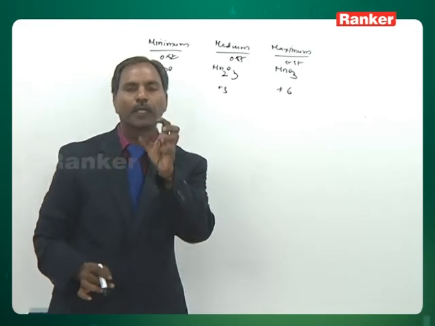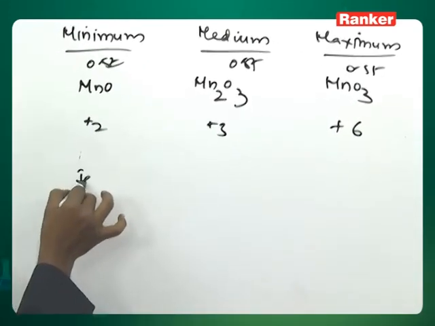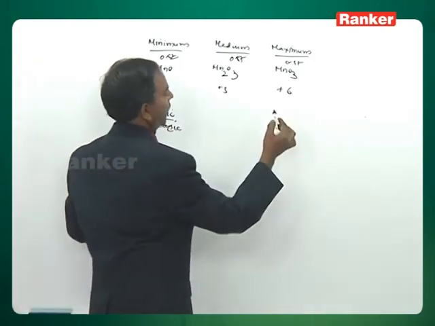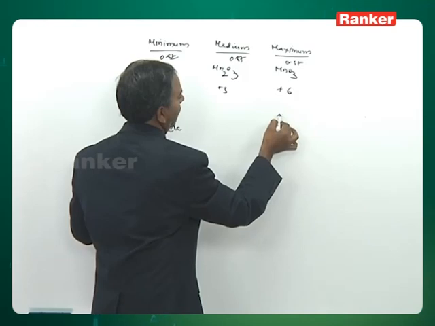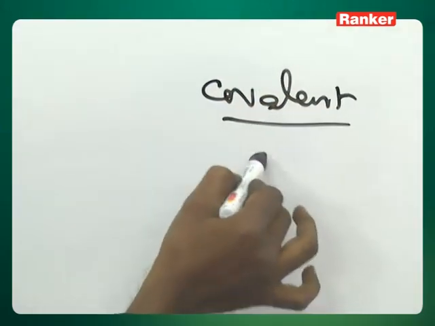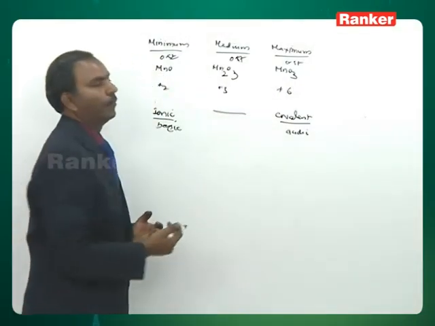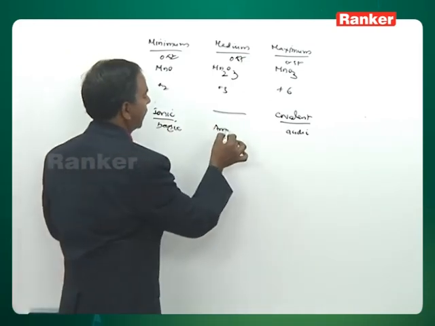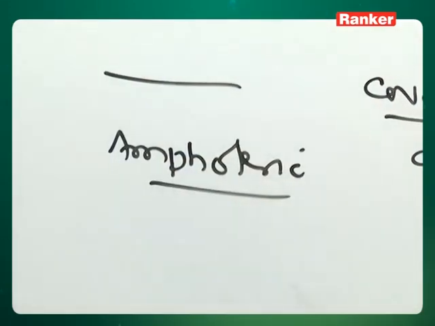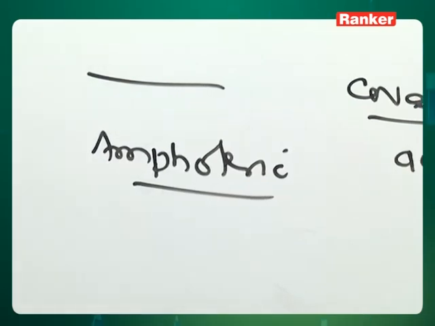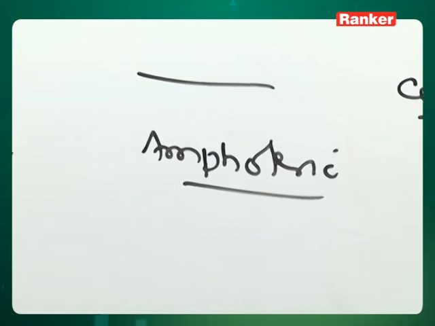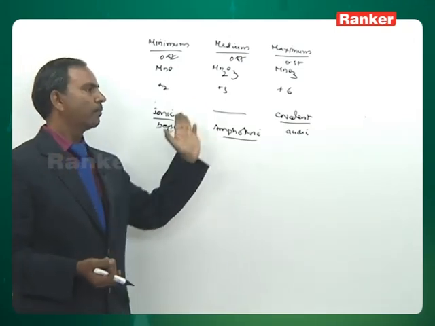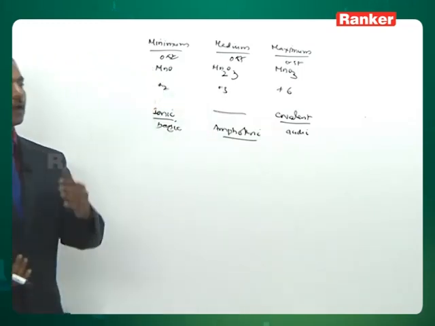Wherever the metal ion is exhibiting minimum oxidation state, that is found to be more ionic, or you can consider basic. Wherever it is exhibiting maximum, consider this highly covalent, or highly acidic. Wherever the medium oxidation state is there, consider this amphoteric. Both properties are exhibited, amphoteric behavior. So once you see the compounds and their oxidation numbers, you can easily identify which is more covalent or more acidic, which is more ionic and more basic. Minimum is basic, maximum is acidic, medium is amphoteric.